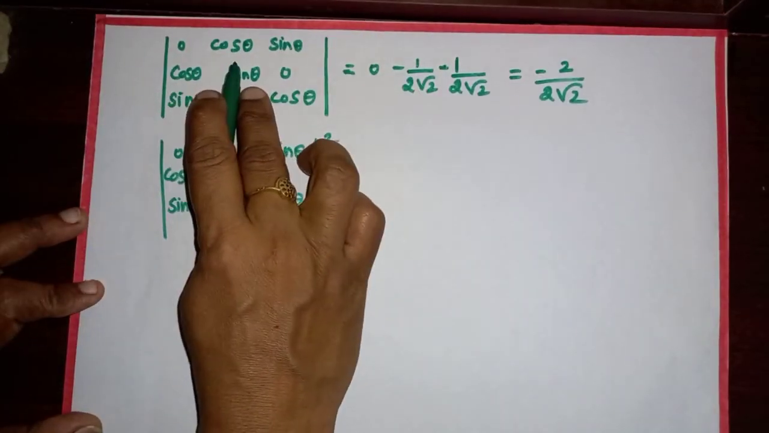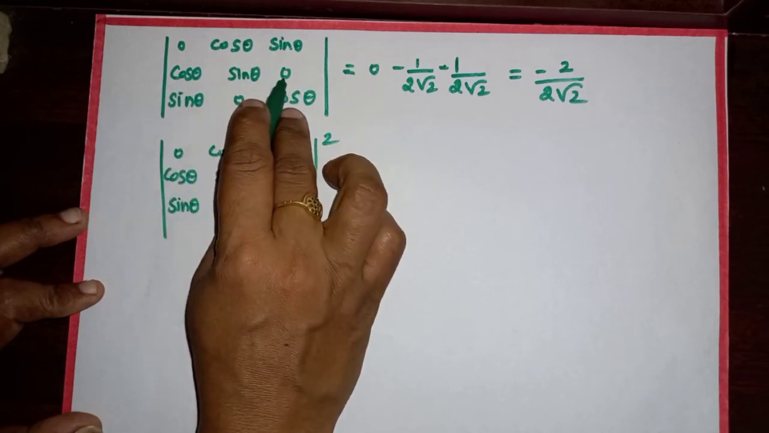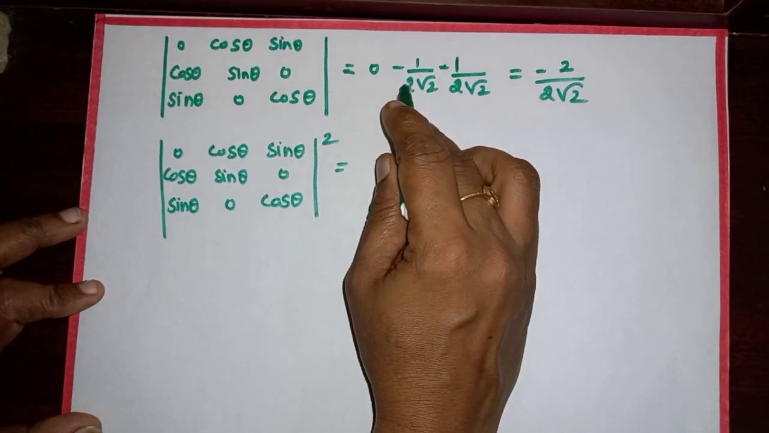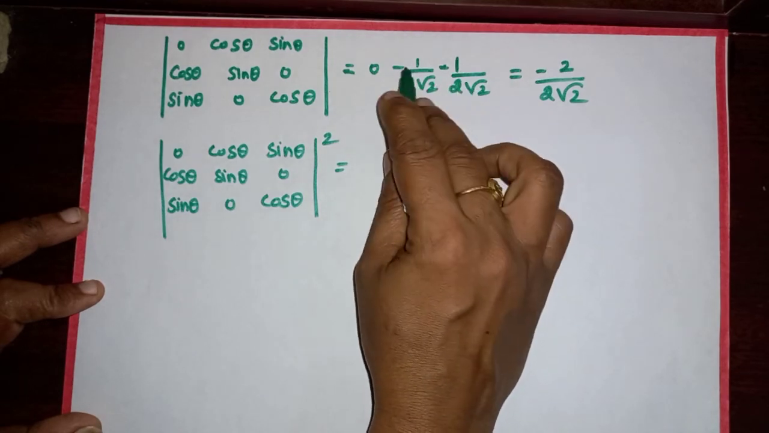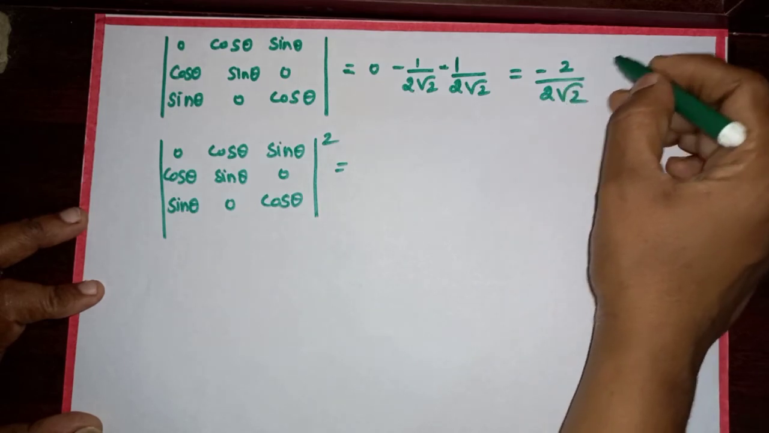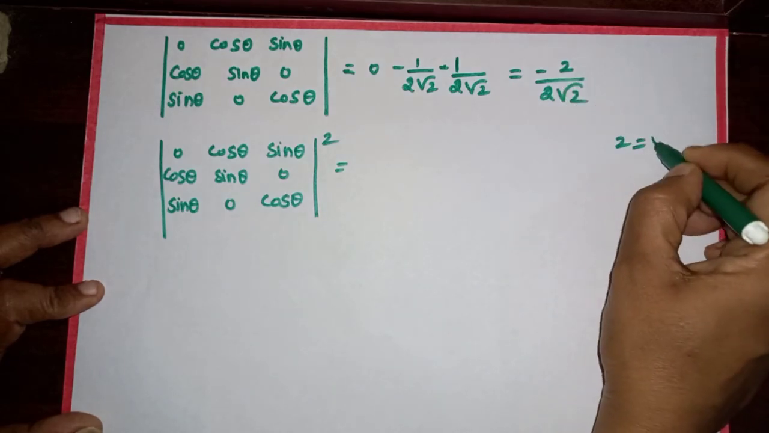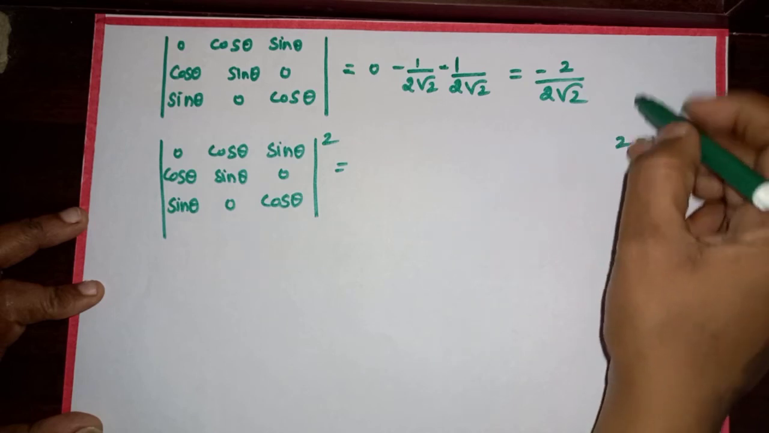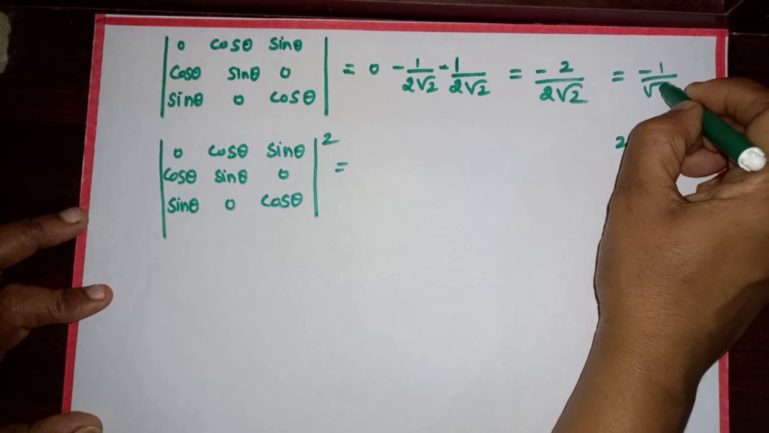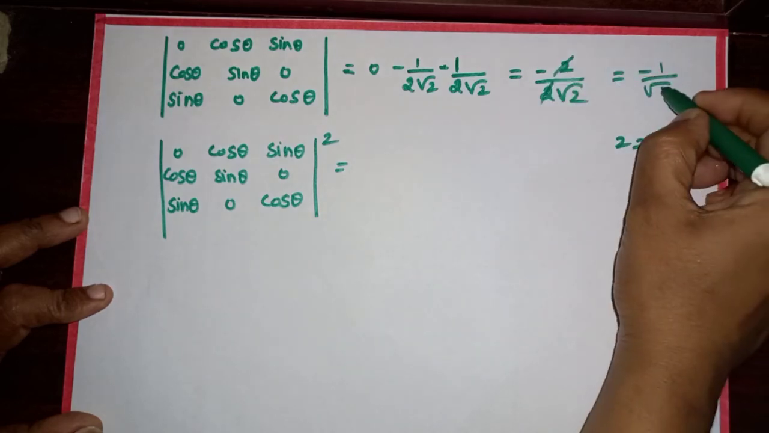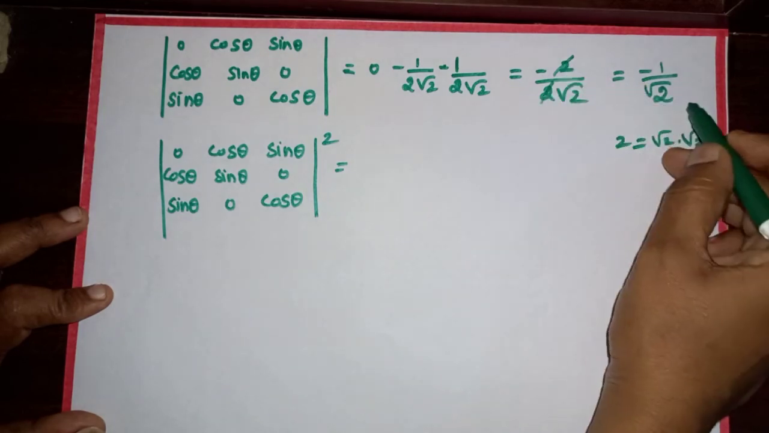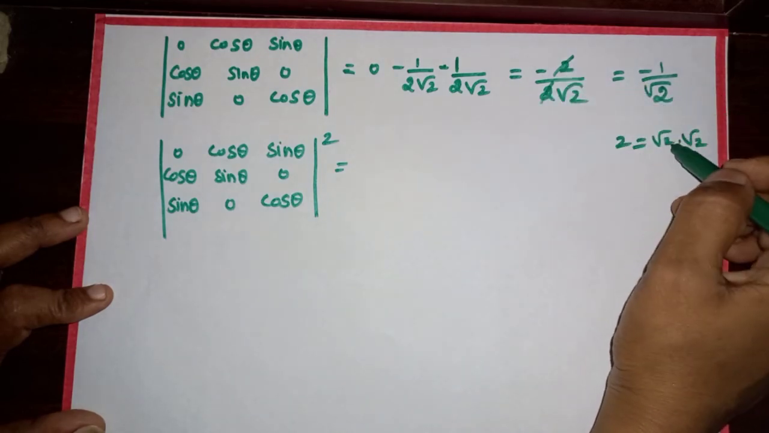Determinant of [0, cos theta, sin theta; cos theta, sin theta, 0; sin theta, 0, cos theta] is equal to 0 minus 1 by 2 root 2 minus 1 by 2 root 2. Minus and minus is plus, so minus 2 by root 2 times 2. 2 can be written as root 2 into root 2, so one of the root 2 will be cancelled. Then we have minus 1 by root 2. So we will get the answer minus 1 by root 2.